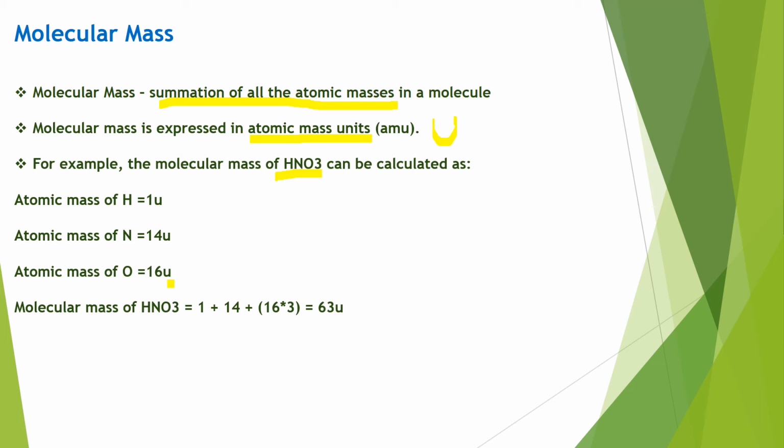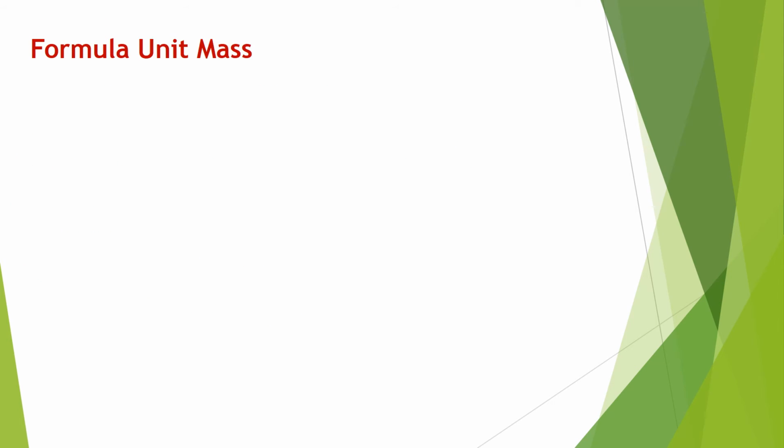So H, it is 1. So this is H's atomic mass, this is N's atomic mass, and this is O's atomic mass. O3 is there, so you are multiplying 3 by 16. So you are getting the answer 63 units.